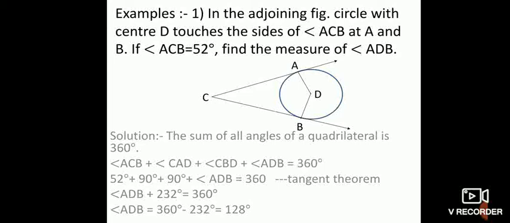Take the summation of these three angles. You can write angle ADB plus 232 degrees is equal to 360 degrees. Simplifying this, we can write angle ADB is equal to 360 minus 232 is equal to 128 degrees.